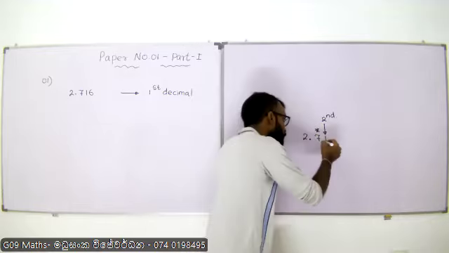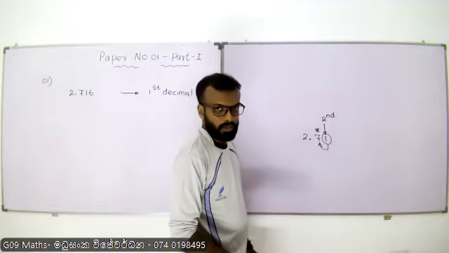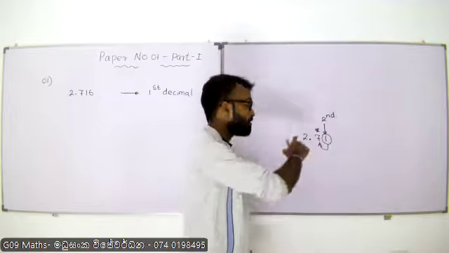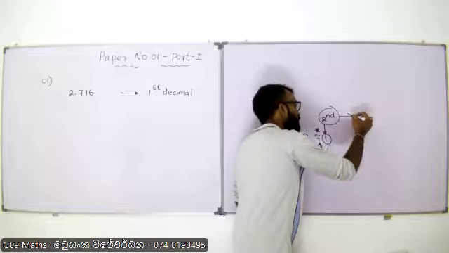So we are going to round this to the nearest. We are going to consider this second decimal place, and we are going to eliminate the last one.